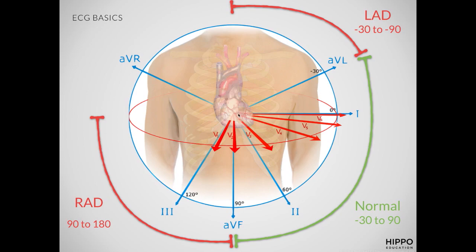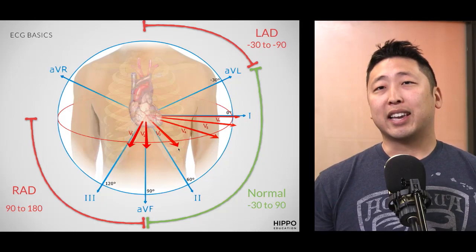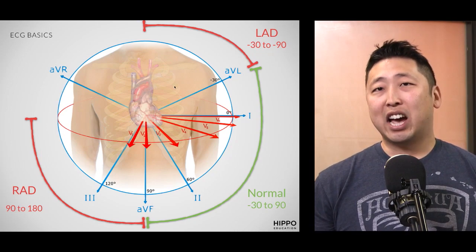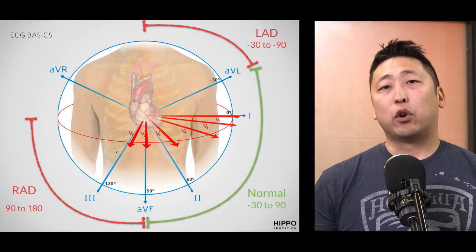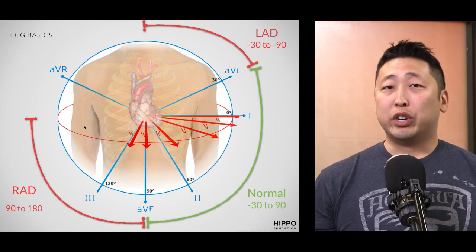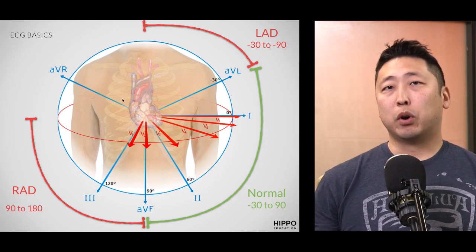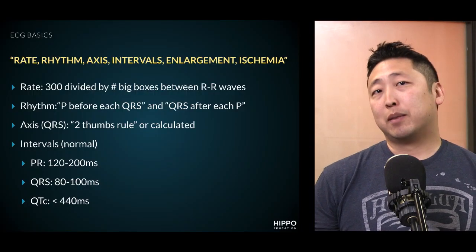If you're positive vector, if you're up in 1 and you're up in F, you're in this quadrant, which is a normal axis quadrant. Again, if you're up in 1 but down or negative in F, now you're in the left axis deviation quadrant. And then if you're down in 1, so negative in 1, but up in F, that's a right axis deviation. And both negative is going to be in this, again, extreme axis. So that's the 2 thumbs rule.